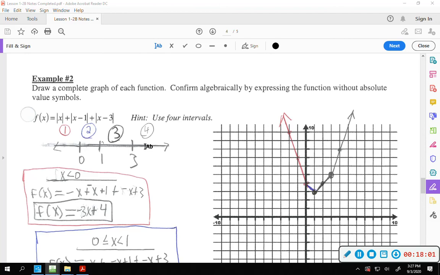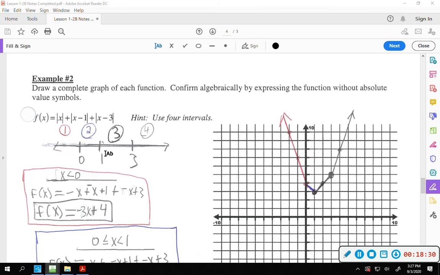But the key is if you can break down this absolute value, you should be able to break down any absolute value situation. The key is we have 3 different, I'll call them critical points. We have 3 different times where this function is going to change. Those 3 points are every value that makes the absolute value argument equal 0. So x equals 0, x equals 1, x equals 3.